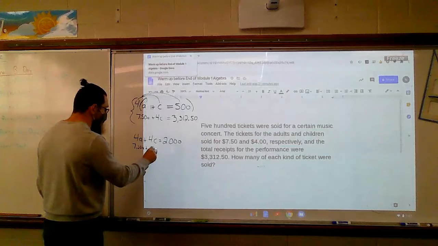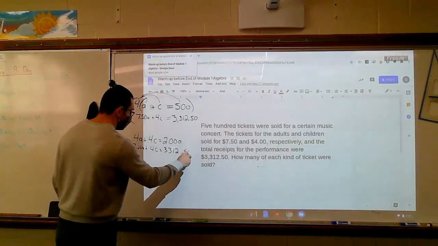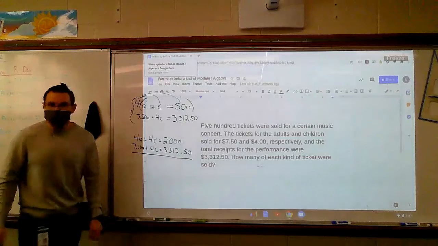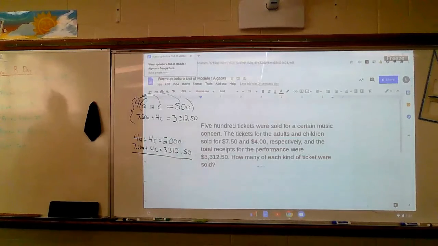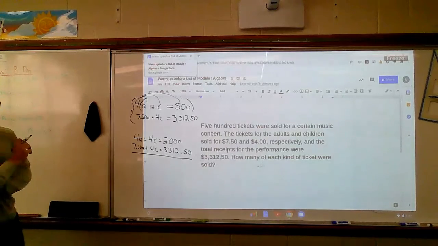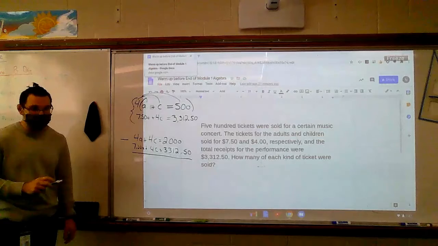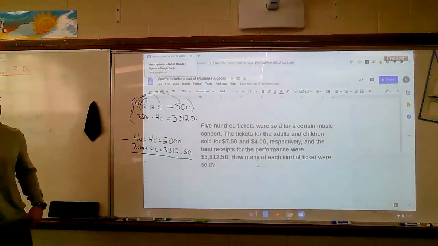750A plus 4C equals $3,312.50. Okay, so now we're looking to eliminate. Which variable are we eliminating? Ella, the C. Do I want to add or subtract them? Subtract, because the signs, the coefficients are the same. So get your calculators, do this step.